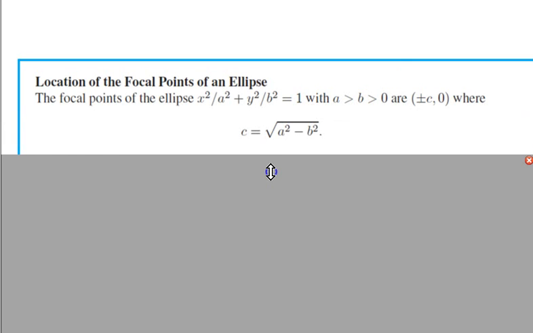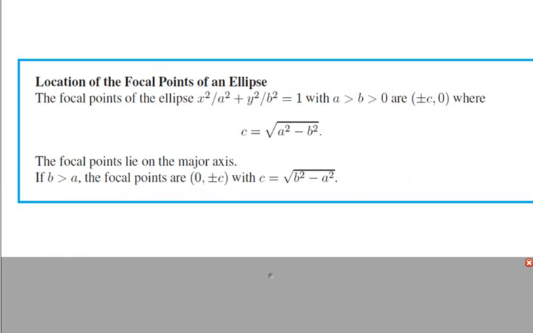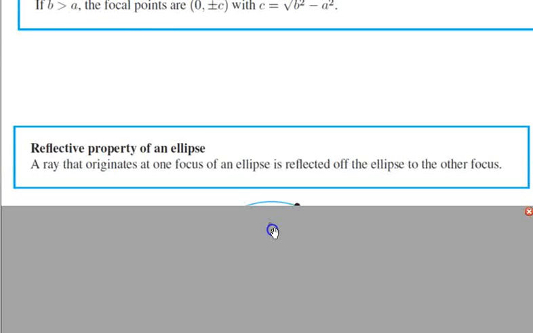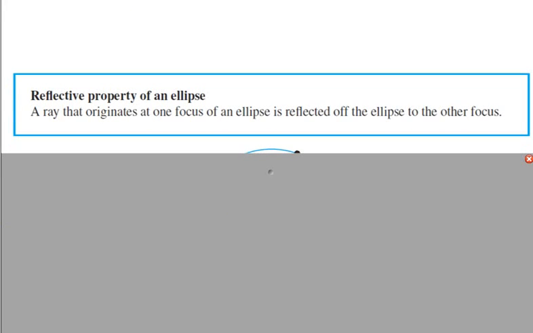And c can be found by using the Pythagorean theorem, where a is the hypotenuse and b is one of the legs. This only holds if a is bigger than b. If b is bigger than a, then we will use this formula to figure out c. And then instead of the focal points being on the horizontal axis, the focal points will be on the vertical axis as well. So moving on, another geometric property is the reflective property of an ellipse.